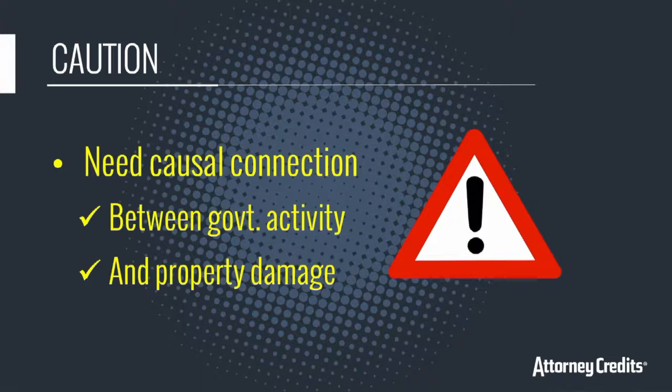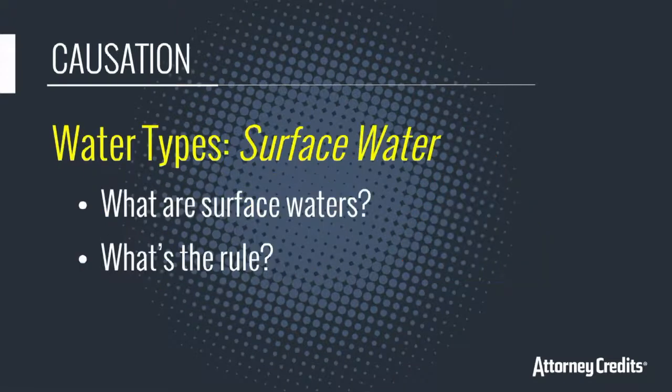So let's continue with causation, and now we're getting into our first type of water. Causation continued, water types, surface water. What are surface waters? Well, the case law is confusing, like I said. And so when you look at these cases and when you look at your case, one of the first things you need to ask is, if you're dealing with water damage to the property, what type of water was it, right? What type of water? Surface waters are defined as rainwater diffused over a land surface. So what's the rule when you're dealing with surface waters? You can see there's a nice picture of some heavy rain here.